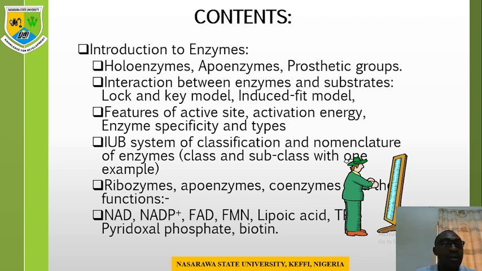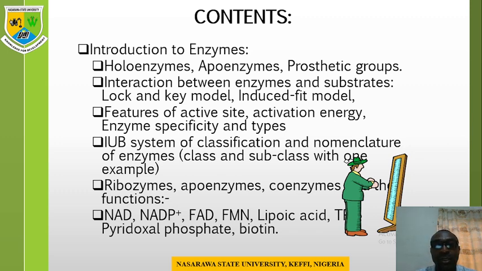So we'll first define what an active site is. We'll look at the features of active site. Then we'll look at the concept of activation energy. Then talking about enzyme specificity and types. Then we'll also talk about the classification of enzymes using the IUB system of classification and nomenclature of enzymes. We'll look at this class, we'll give examples and see how enzymes are so named. Then we'll look at the ribozymes.